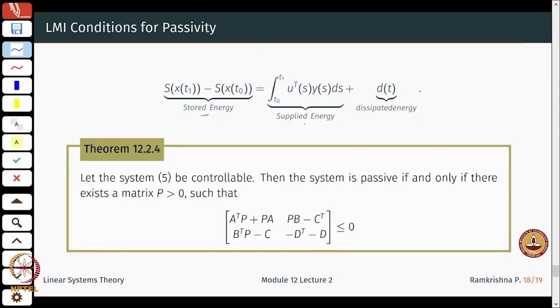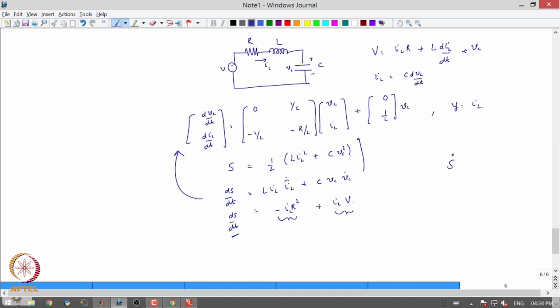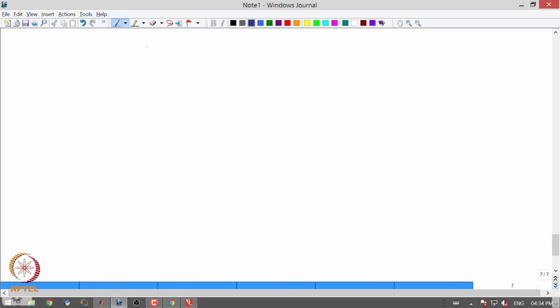Okay. So look at this a little carefully. How do we derive this condition? Just starting from here, what I am looking at is S dot minus the supply u comma y is less than or equal to 0. Okay. So let us start from this. I have x dot is Ax plus Bu, y is Cx plus Du.